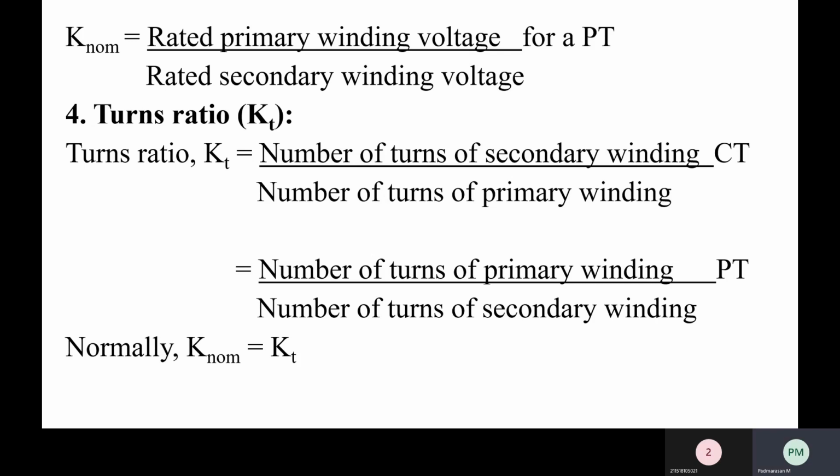Our next important term is turns ratio. Turns ratio is represented by the symbol K_T. Turns ratio K_T for a current transformer is the ratio of the number of turns of the secondary winding to the number of turns of the primary winding. Similarly, for a potential transformer, turns ratio is defined as the ratio of the number of turns of the primary winding to the number of turns of the secondary winding. Normally, the nominal transformation ratio is equal to the turns ratio, that is, K_NOM is equal to K_T.